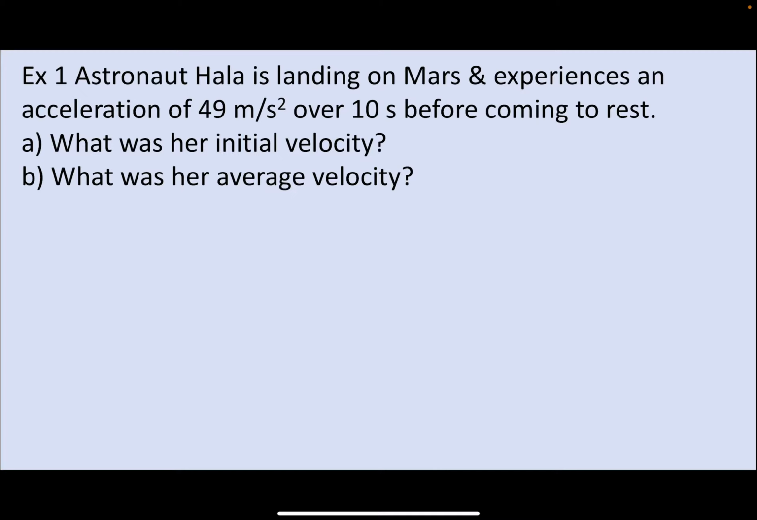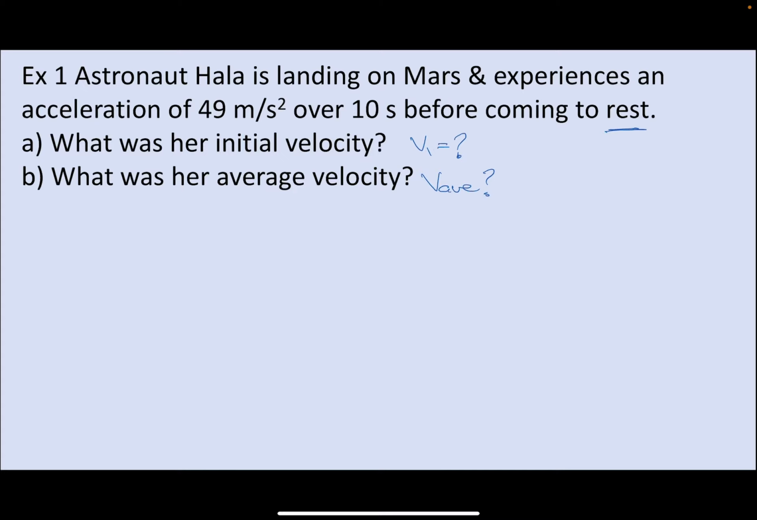Astronaut Hala is landing on Mars and experiences an acceleration of 49 meters per second squared over 10 seconds before coming to rest. What was her initial velocity? That's V1. So there's our first unknown. What was her average velocity? Okay, so that's the second thing we're looking for.